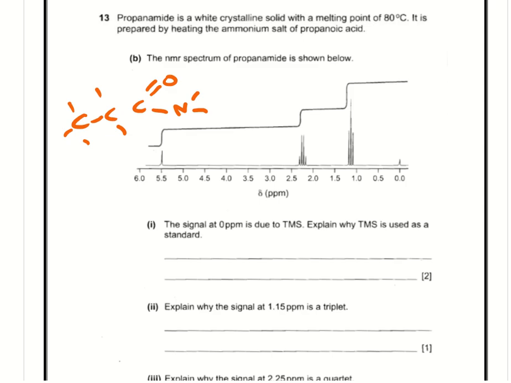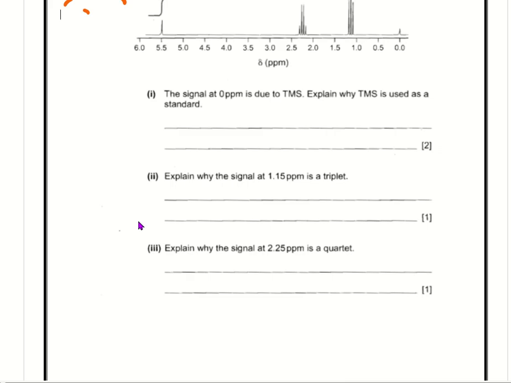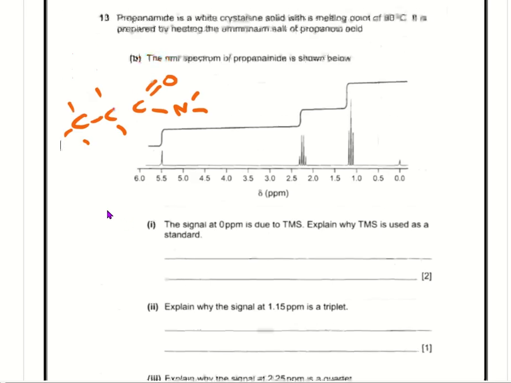It's inert is another reason. It doesn't react with your substance that you're actually investigating. So yeah, those are the main reasons, or 3 of the reasons, why you'd want to use it. Explain why a signal is a triplet. Okay, so let's see what we've got here. We're going to have a triplet here, we're going to have a quartet here, and anything that's attached to a nitrogen, remember, is a singlet.